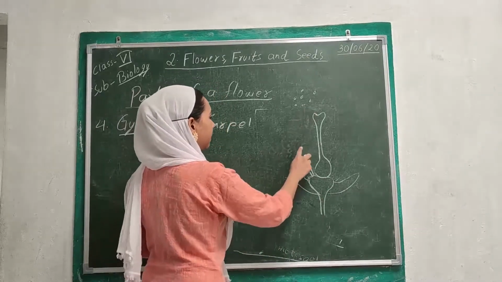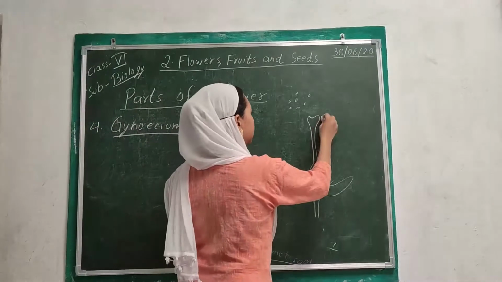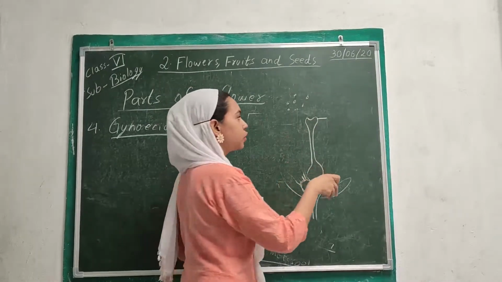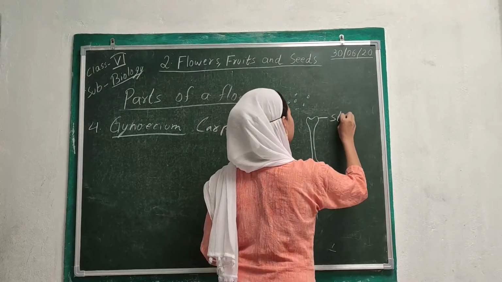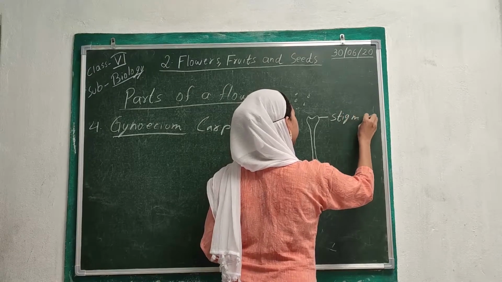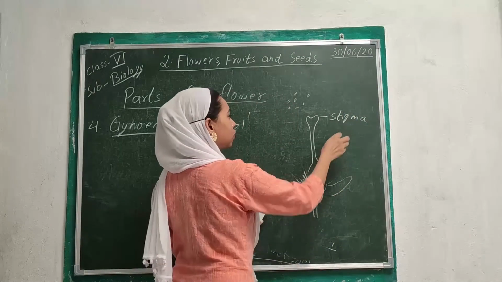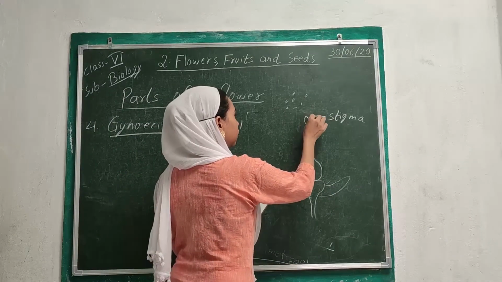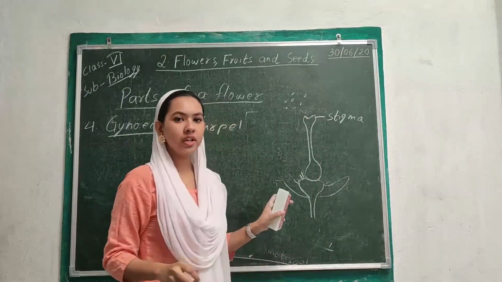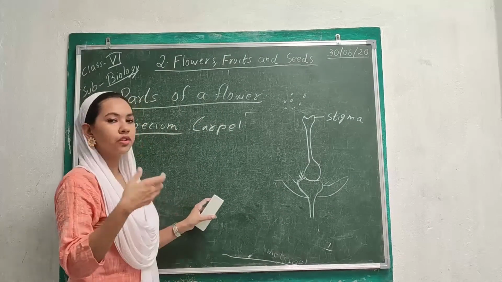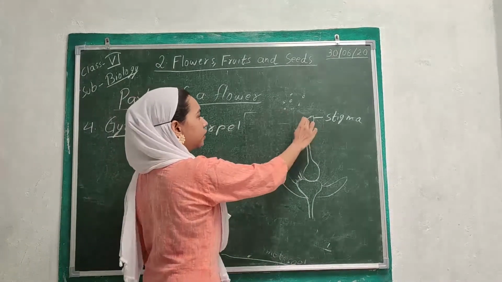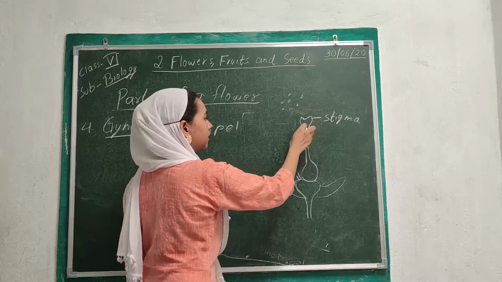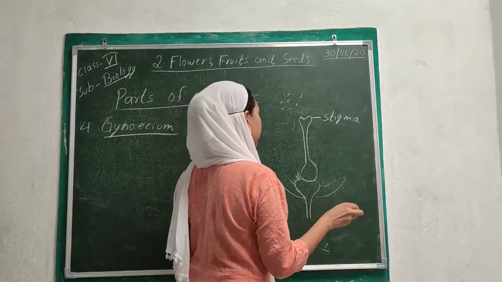This carpel is made up of 3 parts. See here at the top, you will see this part is a bit swollen. This part is known as the stigma. And what is its function? It has a very sticky kind of fluid here. Remember I said that the pollen grains are made. The pollen grains will come here and stick. So this is the stigma, and it has a very sticky liquid.